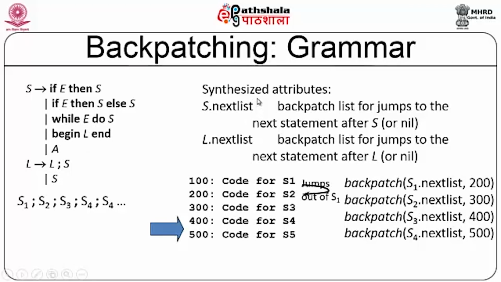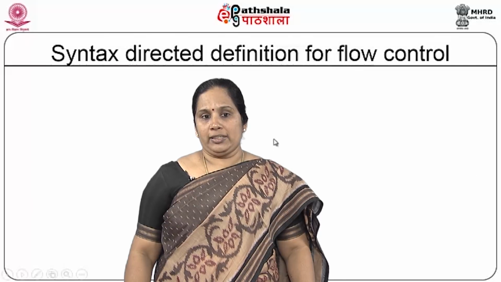Here I am going to have two attributes, S dot next list and L dot next list. Where we had the true list and false list as two attributes, now we are also going to have S dot next list and L dot next list, which is the backpatch list for jumps to the next statement after S. So where will I jump? For example, if there is an if then else grammar, this S next and this S next should be combined as S dot next list. It could be a single component, but it could also be a list of statements which is going to be part of the next list function.